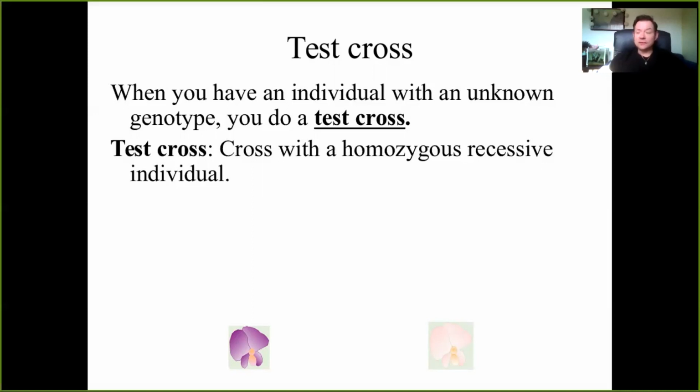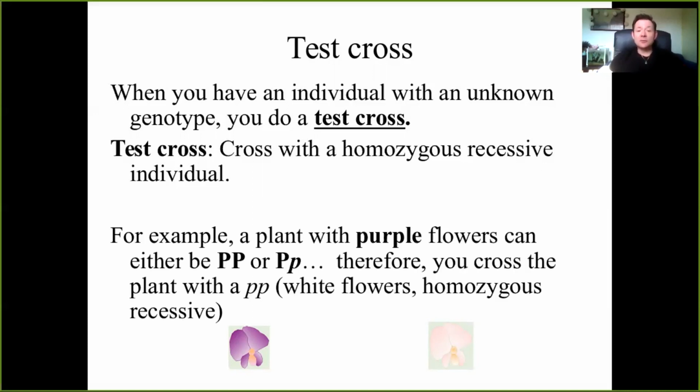Test cross with a homozygous recessive individual. For example, a plant with purple flowers can either be big P, little p, or big P, big P. Therefore, you cross the plant with a little p, white flowers, homozygous recessive. So with big P, the question is: does it have a little p, or does it have two big Ps? I don't know, because it's purple, it could be either.